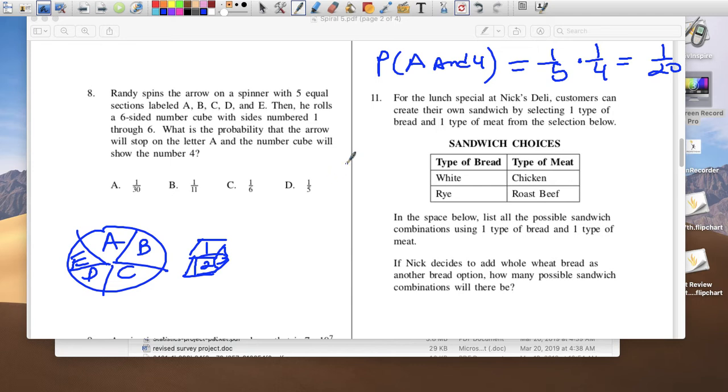And what am I doing wrong? Oh, that's because the die has 6 sides, not 4 sides. So the probability of landing on A is 1 over 5, so that's correct, times the probability of landing on 4, which is 1 out of 6, and this should be 1 out of 30.